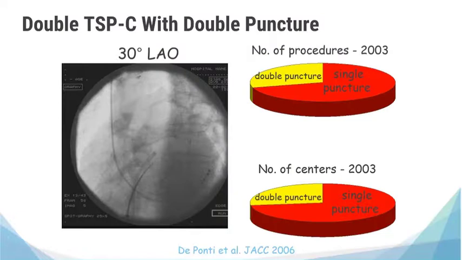Then, interestingly enough, we have the issue of double puncture of the septum. In many centers, we perform double transseptal puncture just to bring the lasso catheter and the ablation and mapping catheter in the left atrium.